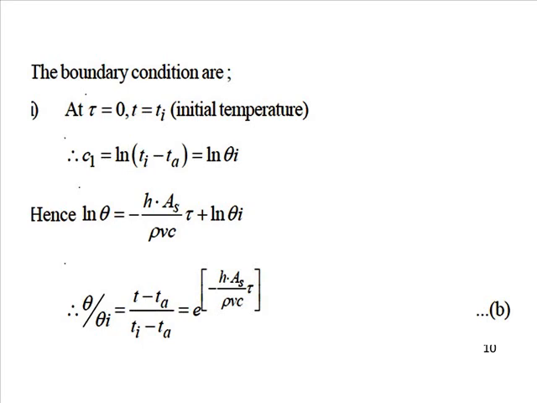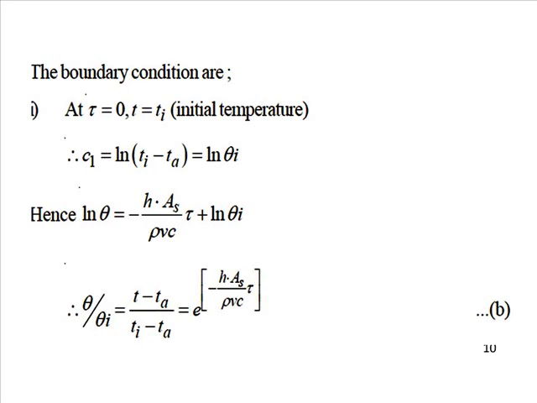So hence ln theta equals minus hA divided by rho Vc into tau plus ln theta i, that is equation 1 shown with the value of C1, that is ln theta i. And now when we go for simplification of this equation, I can write theta upon theta i, that is equals to T minus Ta divided by Ti minus Ta, that is equals to e raised to minus hA divided by rho Vc into tau.